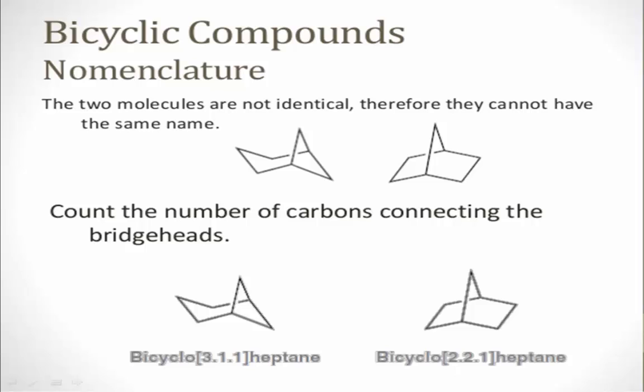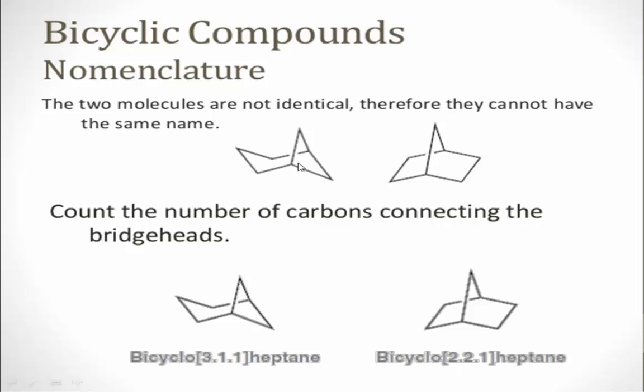In presence of bicyclic compounds nomenclature, the two molecules are not identical, therefore they cannot have the same name. Yes, how do we write, and what are the main observations involved in the nomenclature of bicyclic compounds? See here. If you take this example, this is one of the bicyclic compounds.